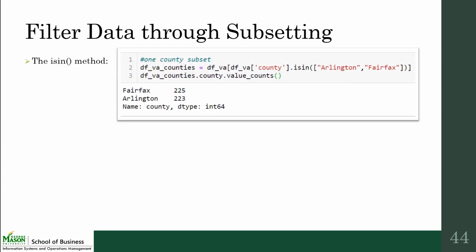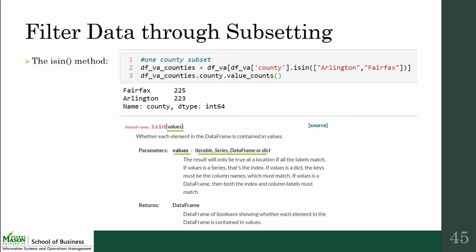The isin method is useful when there are multiple values to include as part of your filter. The code cell example here uses the isin method to filter data so that it only includes observations related to Arlington County and Fairfax County. According to the documentation related to the isin method, the argument passed inside must be an iterable, series, data frame, or a dictionary. So if we were only interested in filtering just Fairfax data, then it would still need to be included within square bracket notations as a list format.